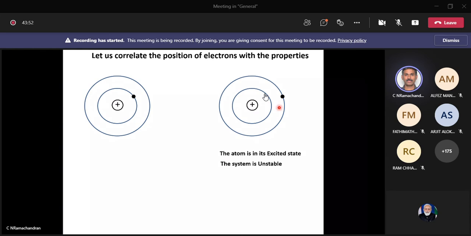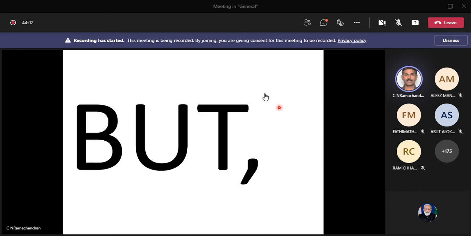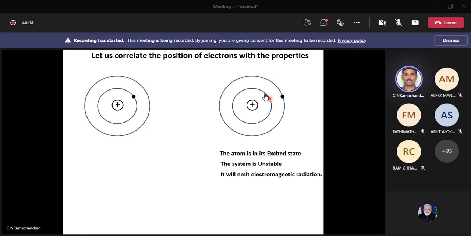As it is unstable, definitely it will come back to the ground state. So when it is coming to the ground state, what will happen? It will emit electromagnetic radiation. Then if you know these two positions exactly, you can calculate the difference and predict the energy difference. Then you can convert to the lambda at which it will be emitting. All these things are clear. So you see, you predicted. That is what I was telling.